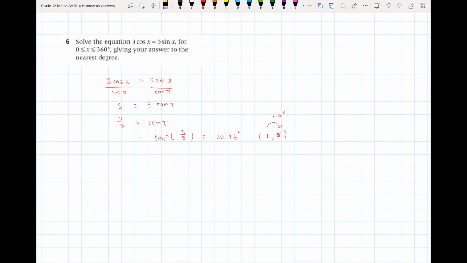So therefore, the angles will be the given one. Let me round this to the nearest degree. And 180 plus, which is 211. And there you have it. Hope you guys learned something.